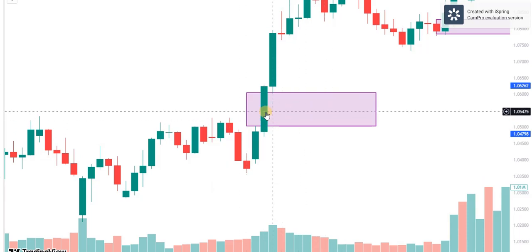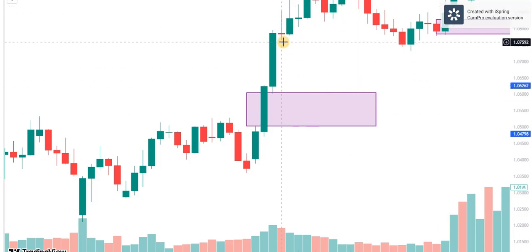This is an imbalance. The concept of imbalance means the market is likely to come back and tap this zone. It means that sellers didn't catch up in the market at that point.